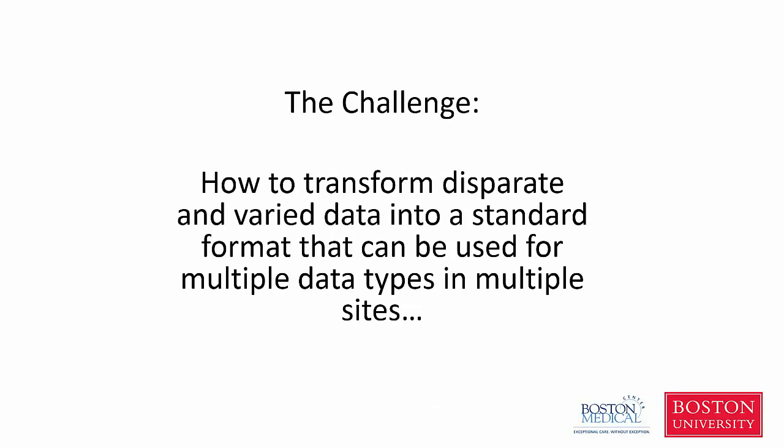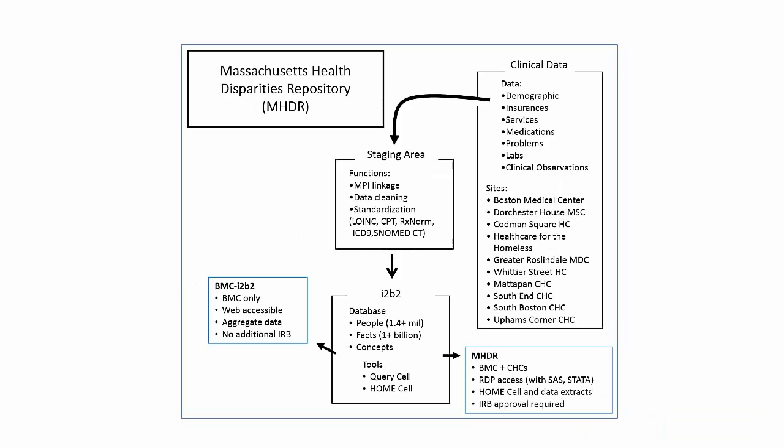Our challenge really is how to transform the disparate and varied data into a standard format that can be used for all kinds of different data that's contributed from multiple sites. Our example at BU is the Massachusetts Health Disparities Repository. For this repository, we take data from multiple clinical settings, and we take multiple different types of data, and we process that data in something we call the staging area.